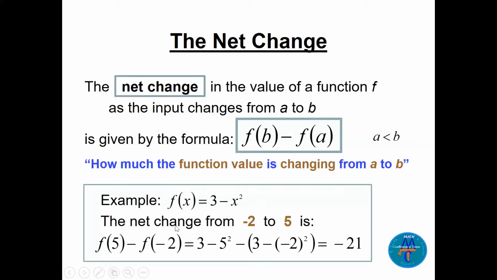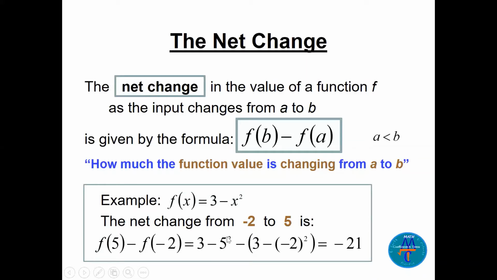Let's say find the net change from minus 2 to 5. So 5 is the bigger, so that's b. Minus 2 is smaller, that's a. So f of 5 minus f of minus 2. Just be careful about plugging in the numbers. Replace x by 5 there.